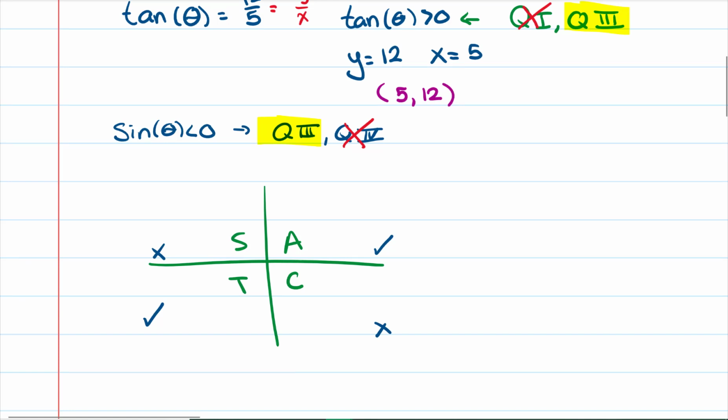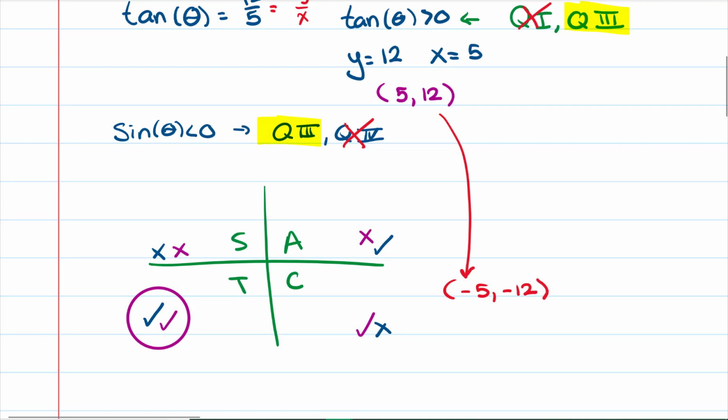I'm going to do the same thing for sine. So sine is less than 0 in quadrant 3 and 4, and it's not less than 0 in these two quadrants. So you can see how quadrant 3 has 2 check marks where all the other ones do not. That's how we know where to put our triangle. So this tells us that the point 5, 12 is actually negative 5, negative 12.